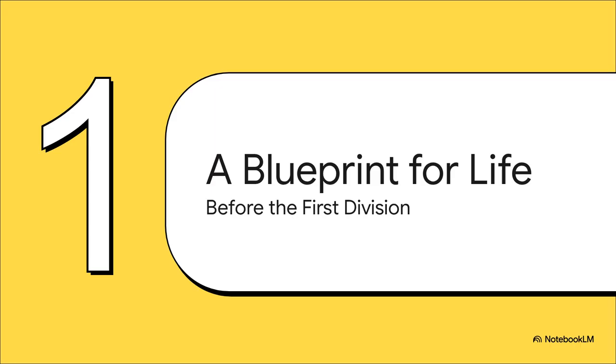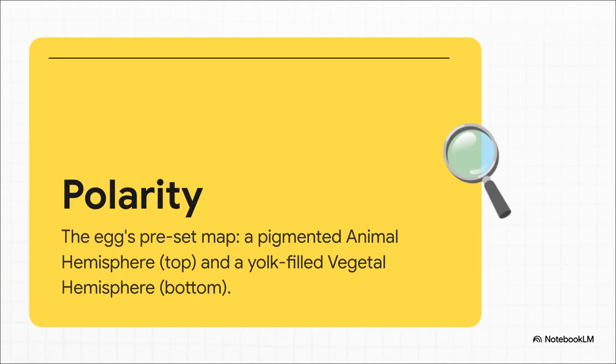This whole incredible process actually begins long before the first cell even divides. It all starts with a complete blueprint, a pre-existing plan that's already tucked away right inside the egg. So, what is this blueprint? Well, it's all about something called polarity. You can think of the unfertilized egg as having a built-in map. The top half, the pigmented animal hemisphere, is totally distinct from the bottom half, which is the yolk-filled vegetal hemisphere. This simple top-to-bottom layout is the very first, most fundamental step in designing the entire body.